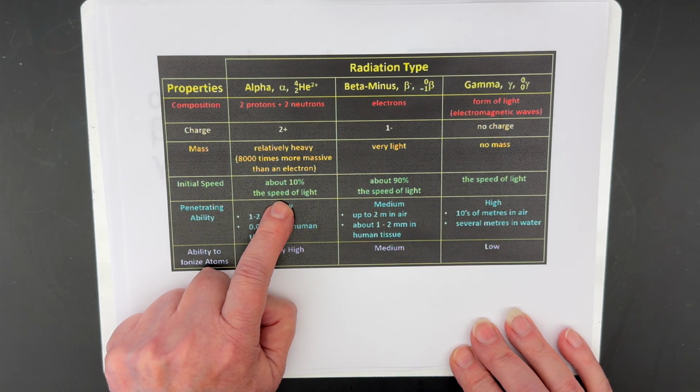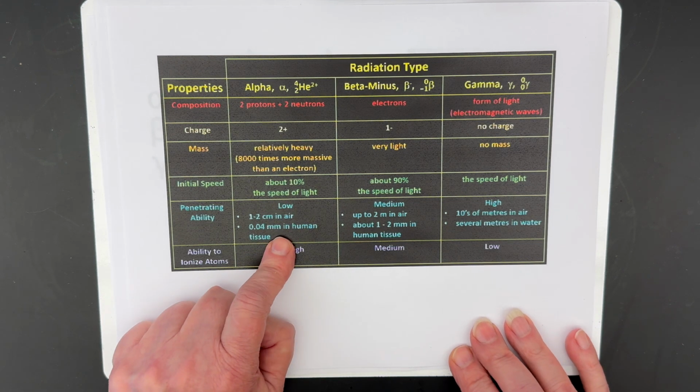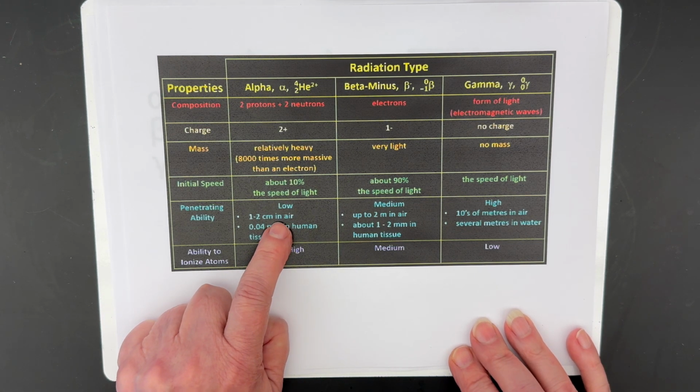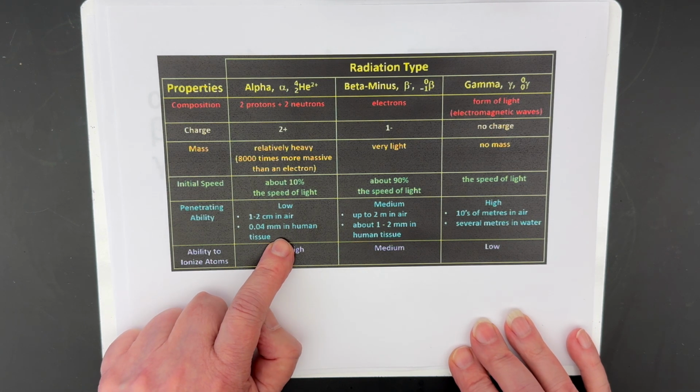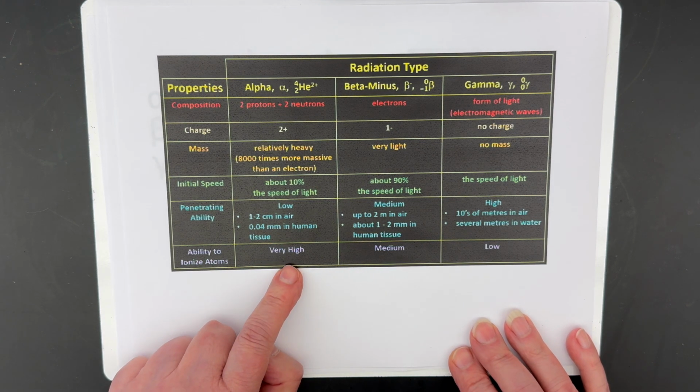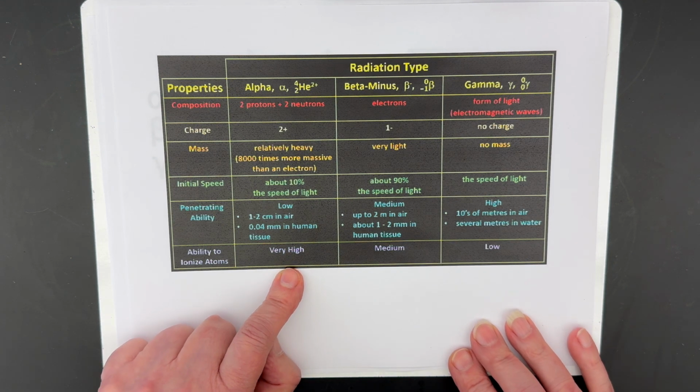It's about 10% the speed of light is its speed. Its penetrating ability is low. It just goes a little distance in air and only 0.04 millimeters in human tissue. And the ability to ionize atoms, to turn atoms into ions, is very high because of that positive 2 charge. When it slows down, it can pull electrons off of other things and make them into ions.